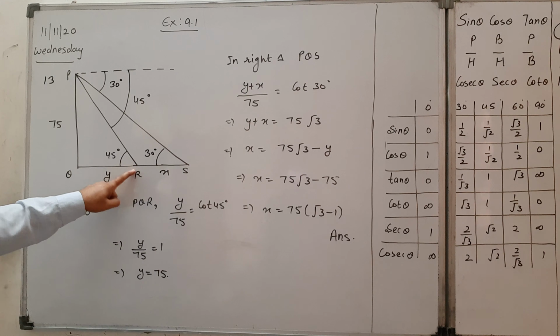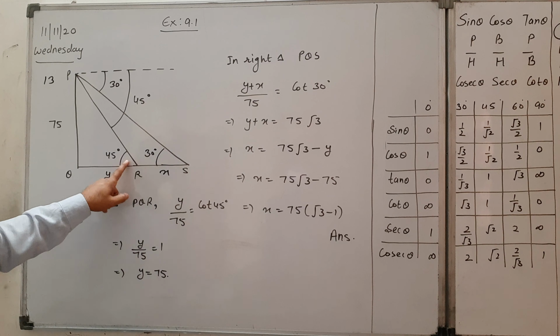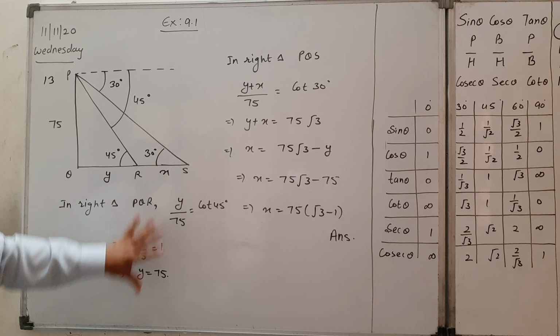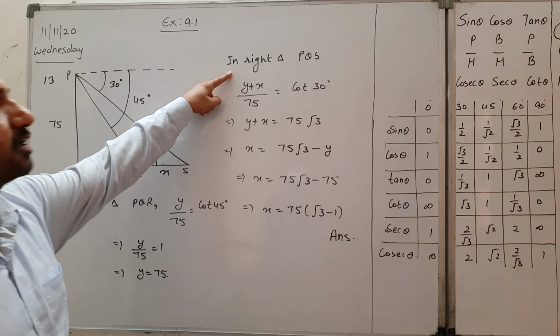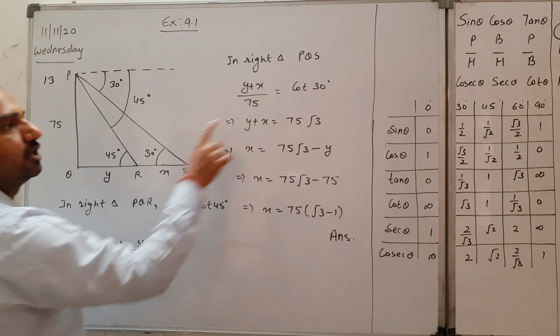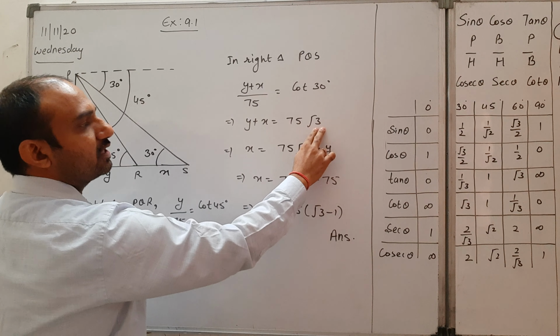So now again we have to identify two right triangles in the sum. First is PQR and second will be PQS. So I have taken first right triangle PQR. y upon 75, base upon perpendicular is cot, and cot of 45 is 1, 75 gets cross multiplied, y is equal to 75 in this triangle. And then I have taken triangle PQS. In triangle PQS the base is complete y plus x. So base upon perpendicular is again cot, but cot of 30 degrees. Cot 30 is equal to root 3 and 75 gets cross multiplied. So y plus x is 75 root 3.